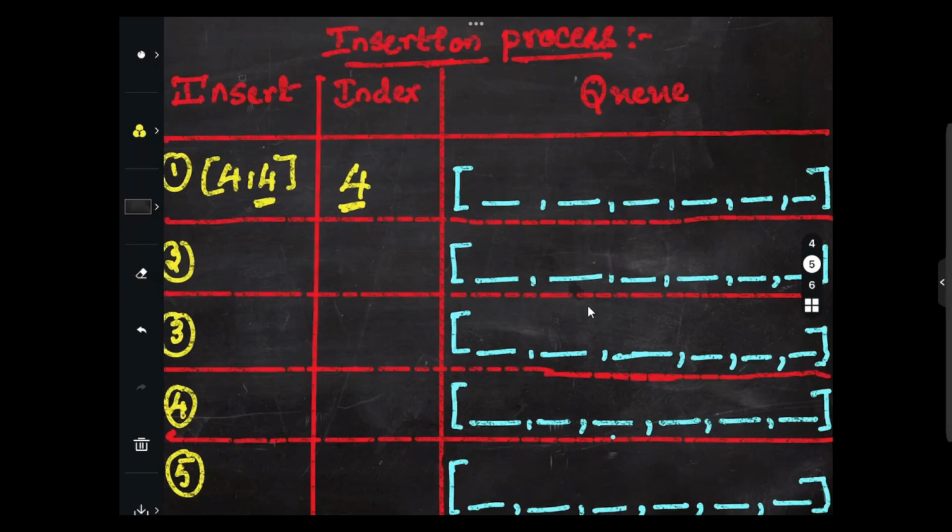This indexing starts from 0, right? 0, 1, 2, 3, 4, 5. So we are inserting 4 comma 4 at index 4 here. I hope this is clear. This is the first step.